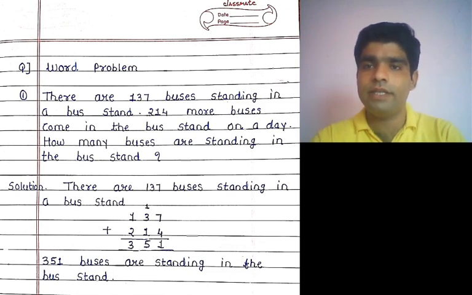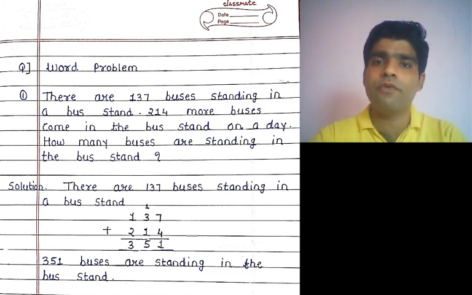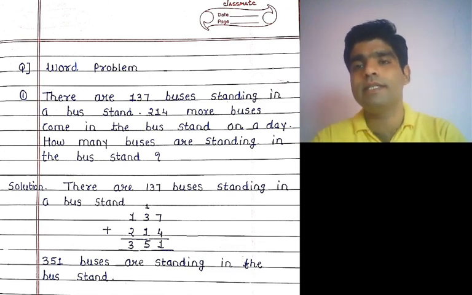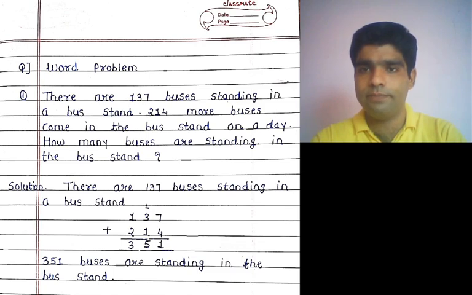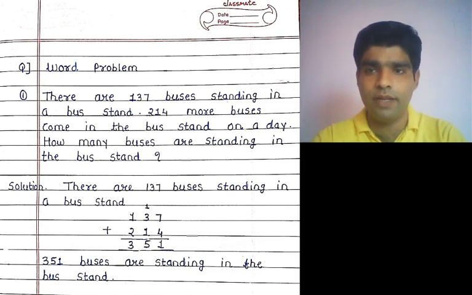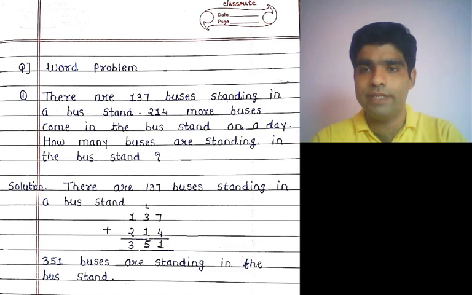Okay, why addition? Because in your question there are 137 buses standing in the bus stand, and 214 more buses. More buses means that we have to use the addition sign. Okay, now solve the addition. 137 add 214. First of all, we have to use the HTO format, here the hundreds format. Now 137 add 214.